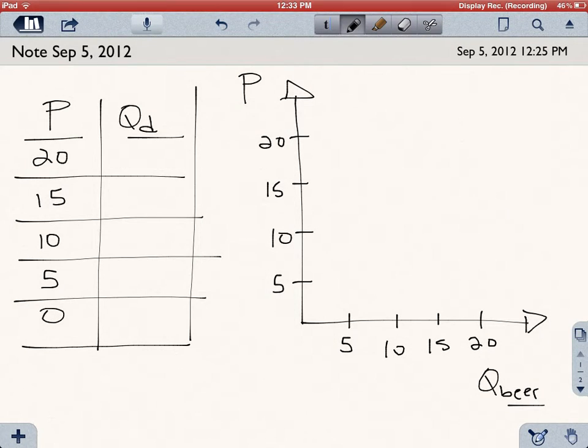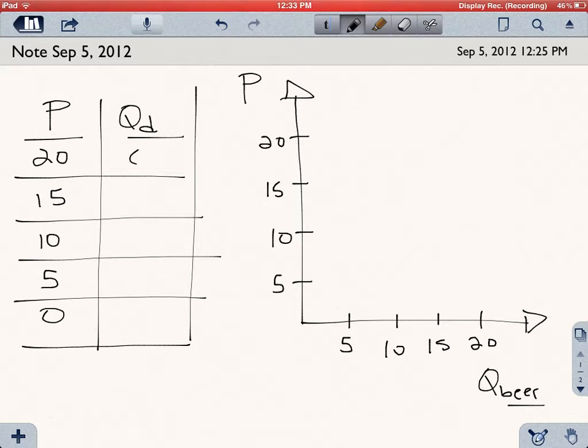Let's talk about how to derive the demand schedule, both in a table and in a graph. Let's say we're talking about the demand for beer. A demand schedule in a table simply tells you the quantity demanded that you have at every price. So let's say when the price of a beer is $20, who wants to buy a beer at that price?